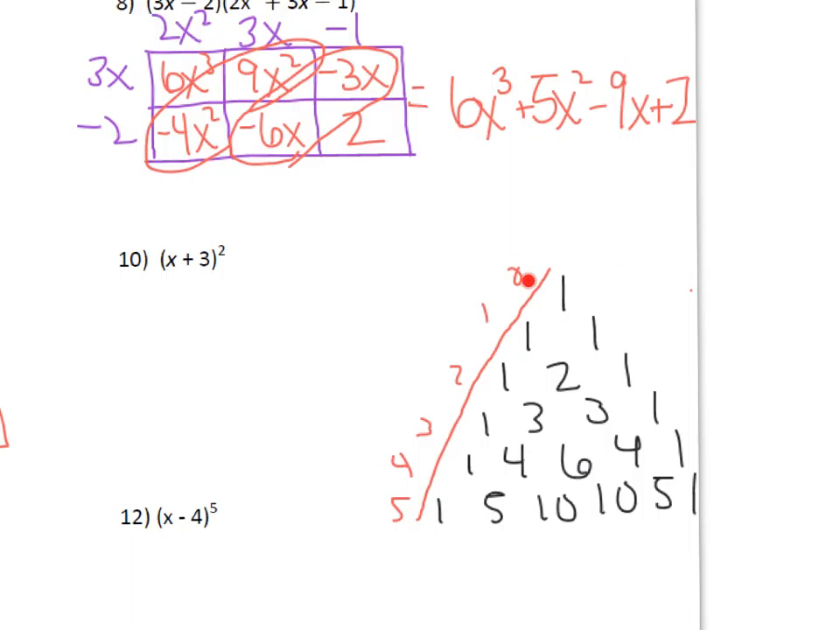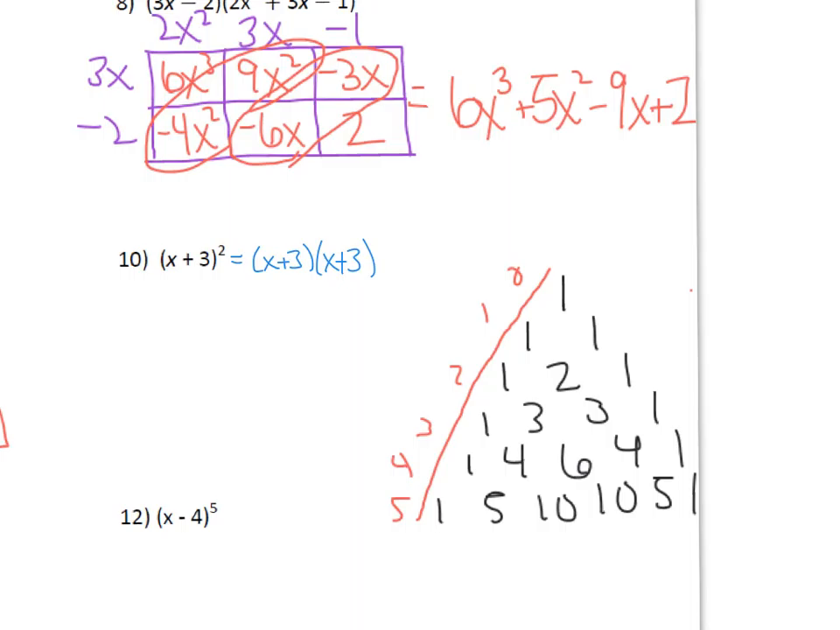The rows start at 0, and it goes 1, 2, 3, 4, 5. Notice the second term here is similar. That might help you when you decide which one's which. So let's take a look at number 10. Number 10, we want to figure out what x plus 3 squared is. One option you could do, you could expand that and rewrite it as x plus 3, x plus 3.